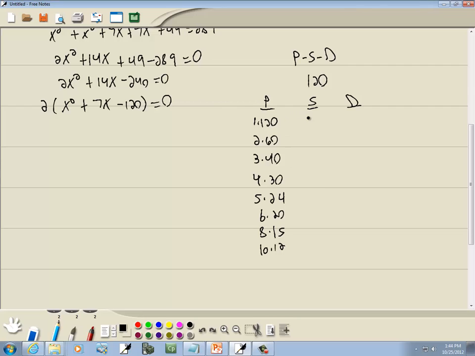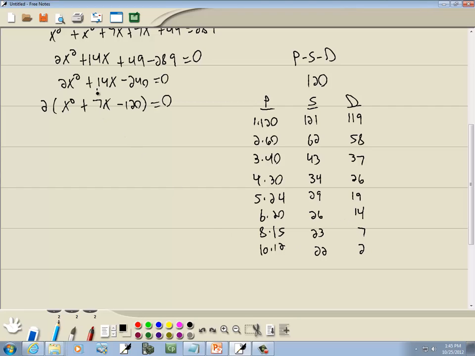Okay, we'll add them. 1 plus 120 is 121. 2 plus 60 is 62. 43, 34, 29, 26, 23, 22. Subtract them. 120 minus 1 is 119. 60 minus 2 is 58. 37, 26, 19, 14, 7, and 2.